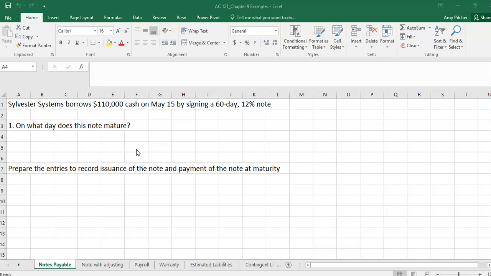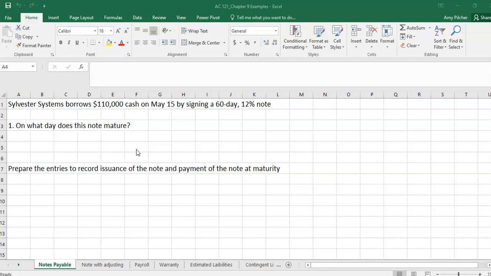The accounting for a short-term note payable is similar to the notes receivable that we did in Chapters 7 and 8, in that we have an amount of the note, we have a time frame, and we have an interest rate and interest expense. First, we have borrowed $110,000 cash on May 15th by signing a 60-day 12% note.